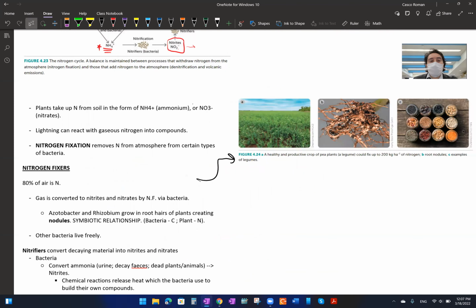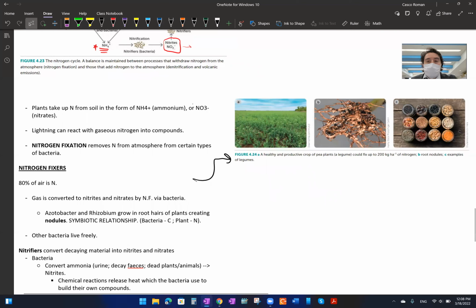Here, plants take up nitrogen from the soil in the form of ammonia or nitrates. Some animals and plants can assimilate ammonia. Definitely we do not. As I mentioned, lightning can also react to turn nitrogen into other compounds. That whole process, and you're going to be seeing this anytime you're dealing with nitrogen and you want to change it into another form, is referred to as nitrogen fixation, right? Essentially getting it from the atmosphere and turning it into another compound, usually by bacteria.